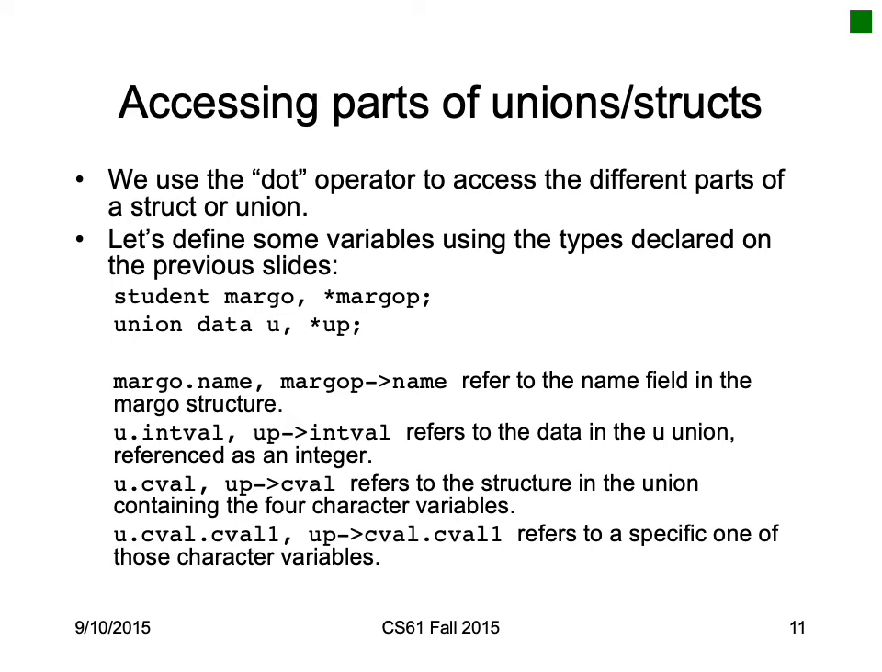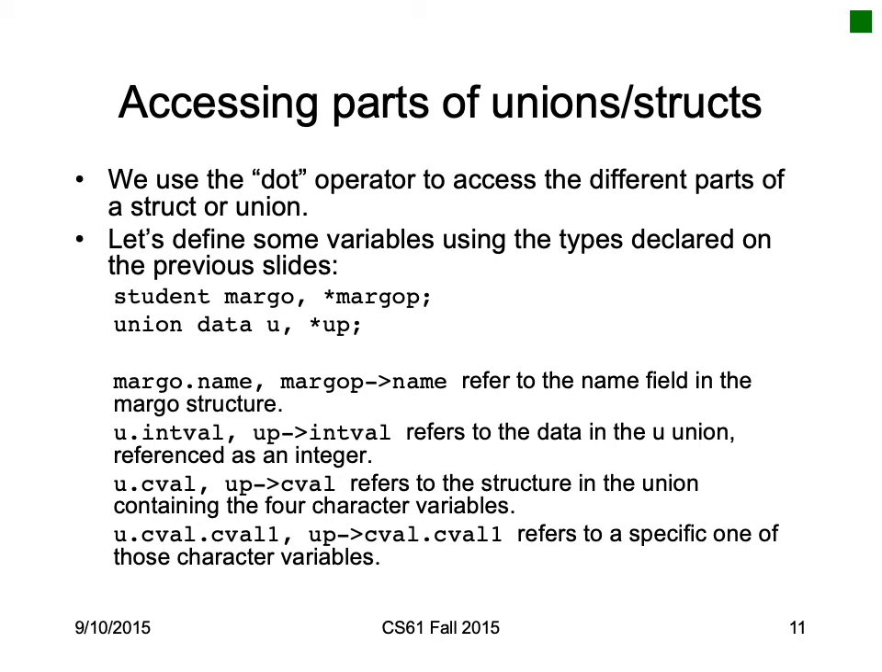Now that we've learned how to declare structs and unions, we really ought to figure out how to access the different fields in them. And this is where we use the dot operator. So imagine that we have the student structure Margot, and then we have the union data u. Now let's imagine we want to access some of the fields. So if I want to grab the name out of the Margot structure, I say Margot.name. If I have a pointer to the structure instead of the structure itself, then I use the arrow to dereference.